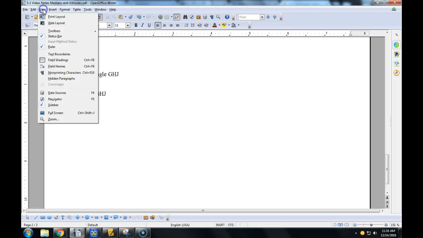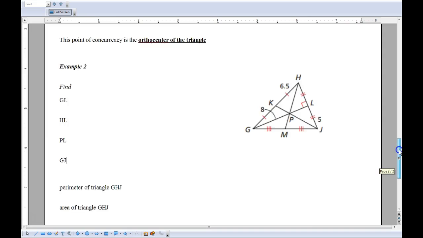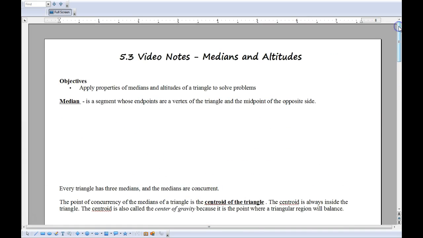Alright, jumping into 5.3. Got a couple new players in the game today. So we've dealt with perpendicular bisectors, and we learned that they created a spot called the circumcenter. And then we moved on to angle bisectors, which their point of concurrency, or where they cross, is called the incenter. And both of those two had some special properties, and the same is going to hold true for today. So let's just jump right in.